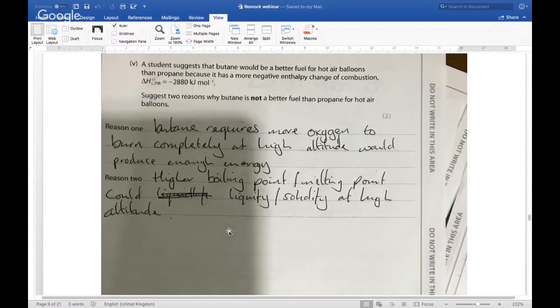Right, next. This was the hardest question on the paper. So few people got it. And do you know what, guys? It's not your fault. It says suggest. Just like you are in real life.